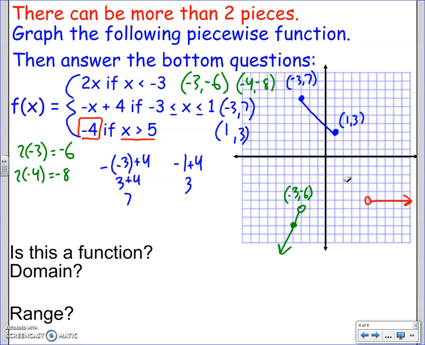Alright. So that's all 3 pieces. Now I gotta answer the questions. Is this a function? Does it pass the vertical line test? So the vertical line test, I'll just draw the straight line. Does my function touch the black line at more than 1 point?